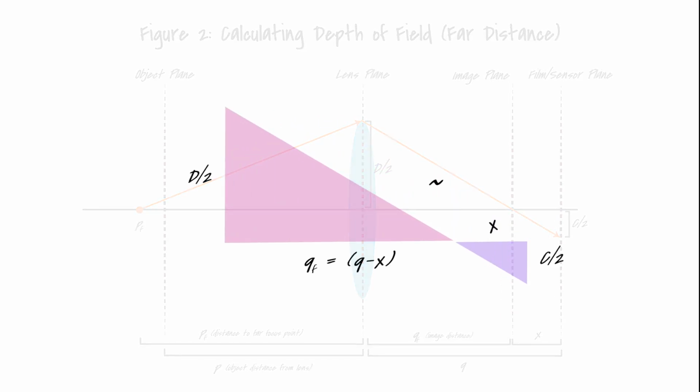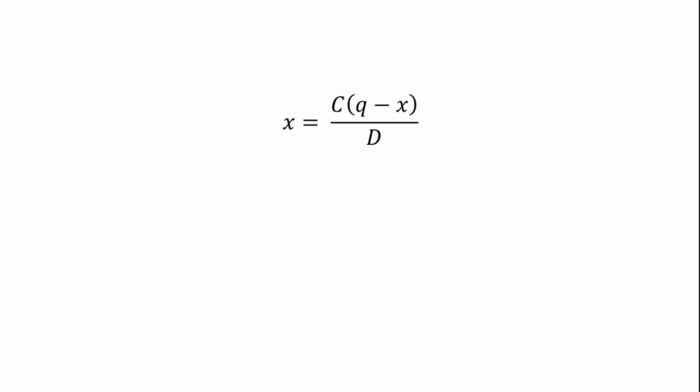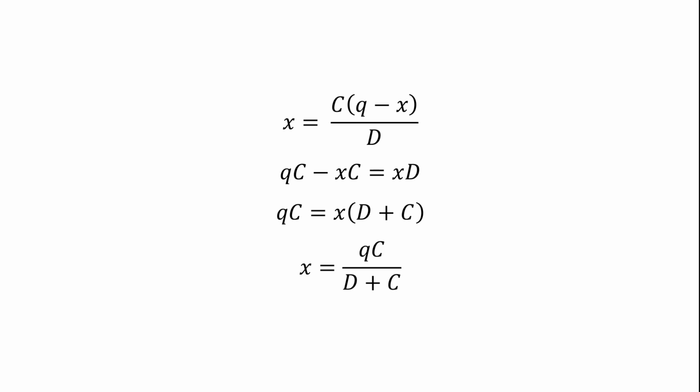Just like with the hyperfocal diagram, we see that this one has similar triangles as well. Looking at these triangles, we can solve for x. First, we're going to get x equals c times (q minus x) divided by d, and then the 2's cancel out. And then we keep going and we get q times c minus x times c equals x times d. QC equals x times (d plus c), and then we finally get x equals QC divided by (d plus c).